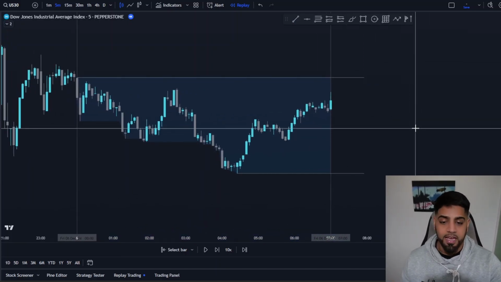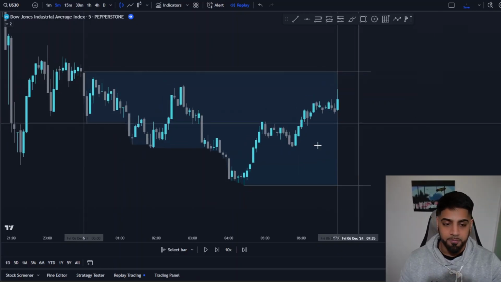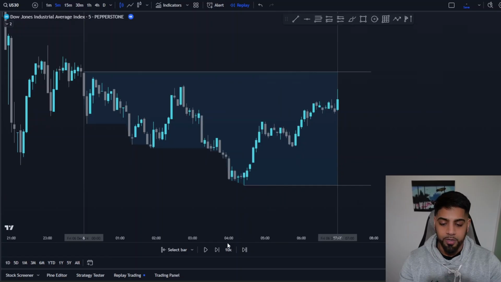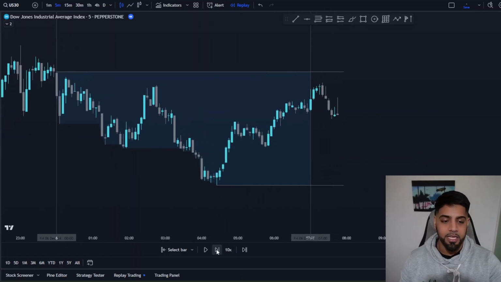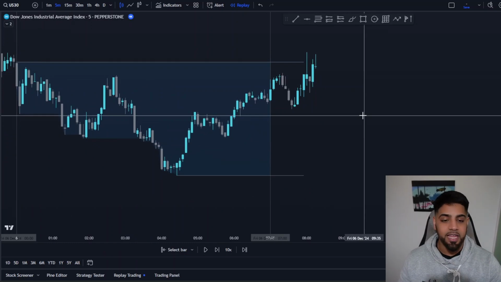Now, once you've done that, what you're then going to do is wait for manipulation. Now, if I play price on, we can see that we get a manipulation of the highs. So now we've manipulated the highs, we're then going to look to distribute in the opposite direction, which is we're going to be looking for a short position.